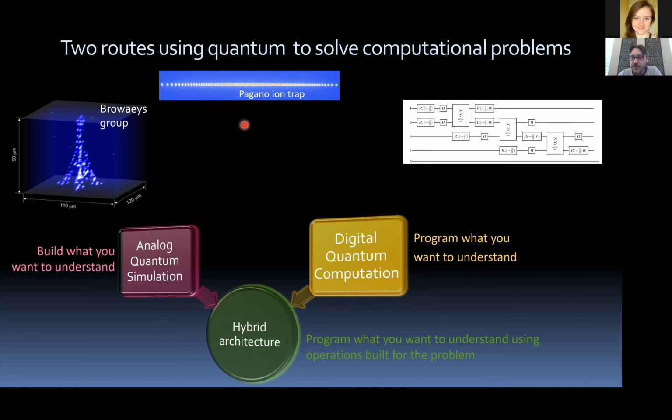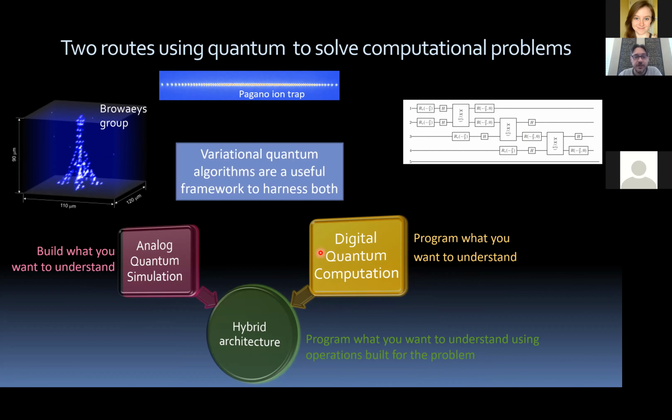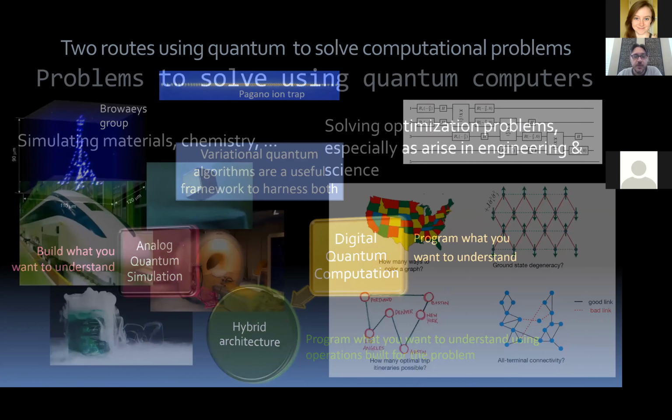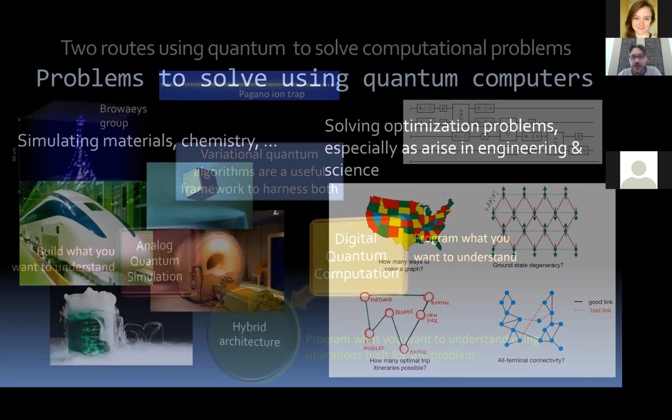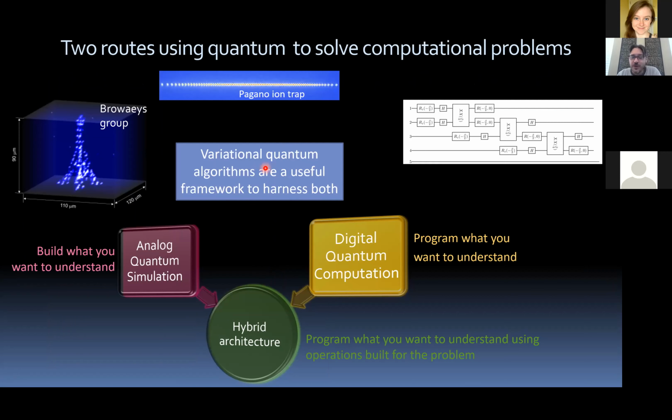Okay, so given this kind of palette of two possibilities, I'm just going to go through them in turn and talk about first the digital and then the analog quantum simulation. In both cases, this idea of a variational quantum algorithm is going to be a useful framework to harness them. So actually, before going on, maybe have you seen some variational quantum algorithms in this hackathon, or maybe some of you are using them?